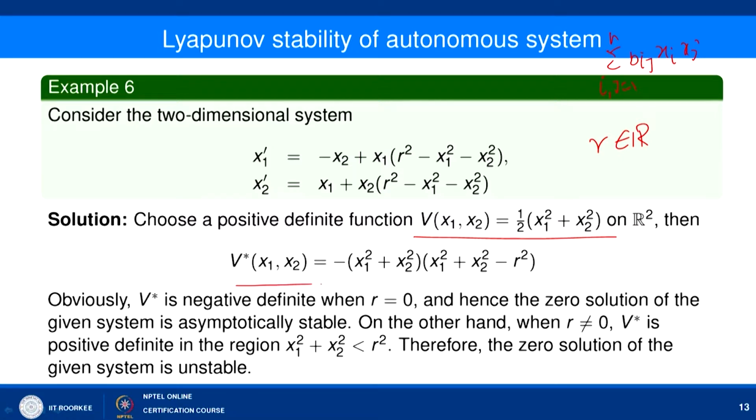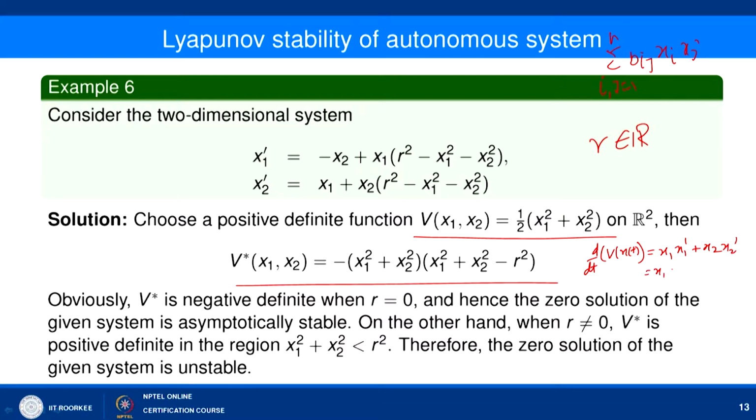Then we can calculate V star x1 x2 as minus x1 square plus x2 square, x1 square plus x2 square minus r square. So, this is not very difficult. V star x1 x2 is nothing but d by dt of V of x t. So, if you look at this, it is double V by double x1 times x1 dash, plus double V by double x2 times x2 dash.